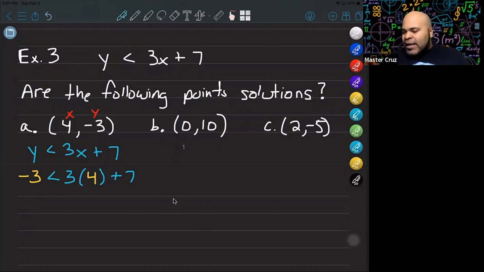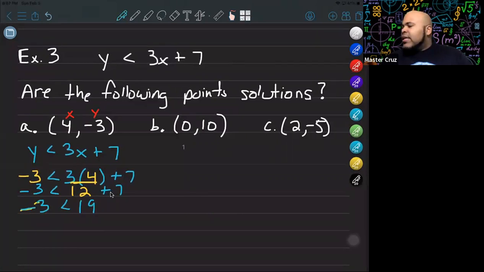So if I keep writing down, this is going to be negative 3 is less than, and then I multiply these two, right? 3 times 4 is 12 plus 7. And I continue using my order of operations. So this is going to be negative 3, right? Negative 3 is less than 12 plus 7 is 19.